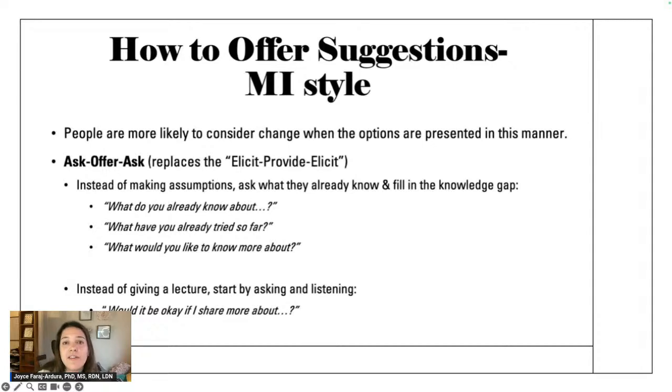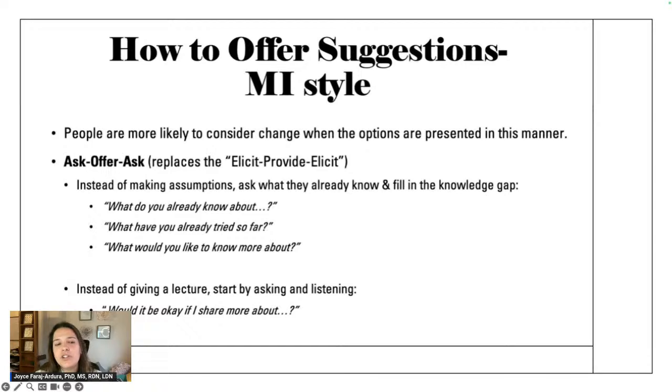And instead of giving a lecture, because I get it, we want to show our value to our clients because we feel like we might be competing with Google. We're not. If we're focusing on establishing a connection, making our clients feel heard, and then really getting to what might be the best interventions for them based on our expertise and their expertise together, there's no way Google can compare to the work that we do with our clients. So instead of giving a lecture, start by asking and listening.